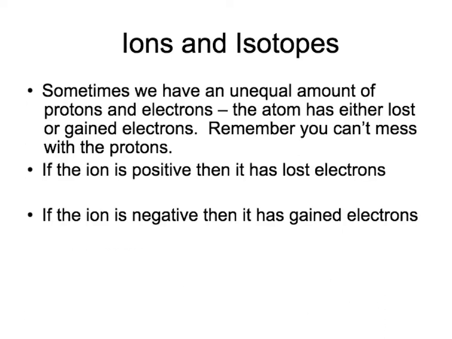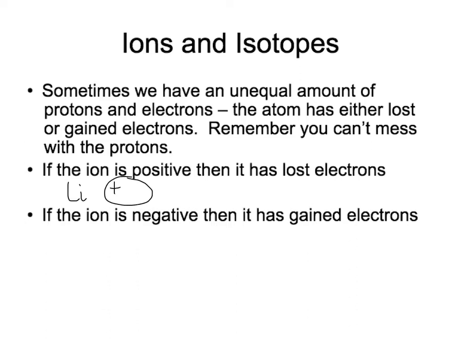Okay, now going to the charges a little bit. Sometimes we have an unequal number of protons and electrons. The atom has either lost or gained electrons. Remember, you cannot mess with the protons, so this is going to be a deal where we're going to lose or gain some electrons. The protons stay the same. So, if the ion is positive, it has lost electrons. And I think visually that's probably a good idea to take a look at.